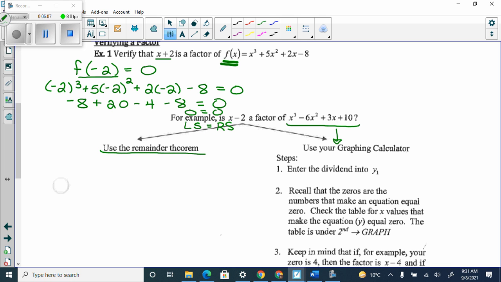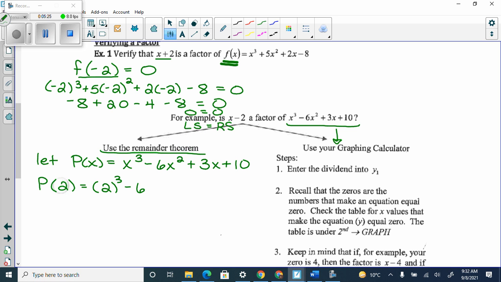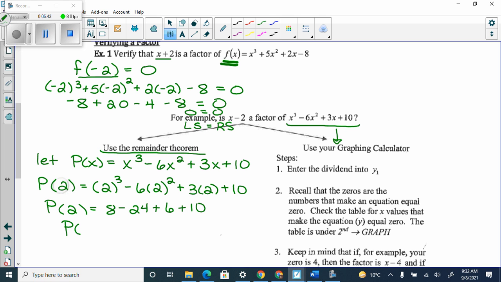Using remainder theorem, I'm gonna say let p of x, because I like p, but you can pick whatever you want, equal x cubed minus 6x squared plus 3x plus 10. And then I can go p of 2 equals 2 cubed minus 6 times 2 squared plus 3 times 2 plus 10. P of 2 equals 8 minus 24 plus 6 plus 10. 6 and 10 is 16 plus 8 is 24. Minus 24 is 0.